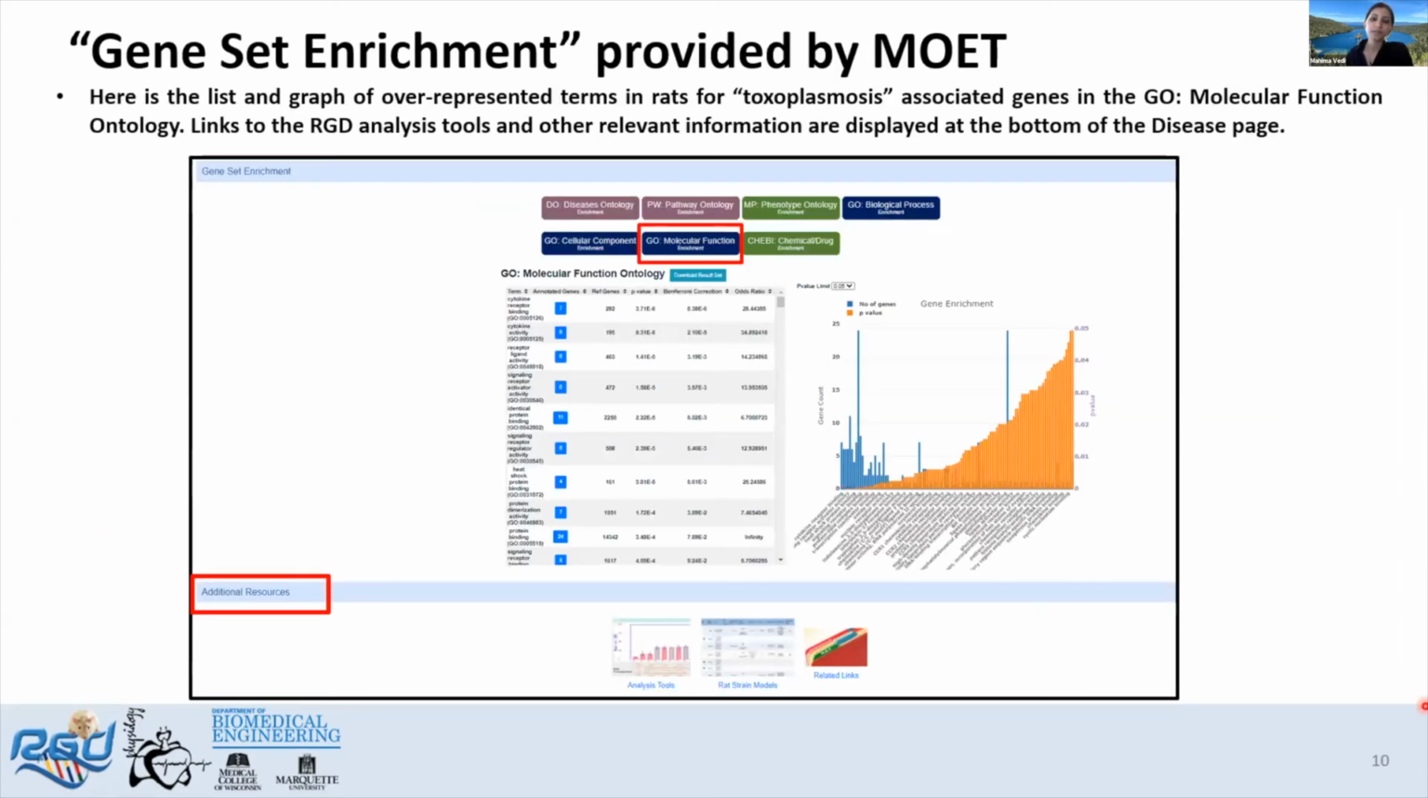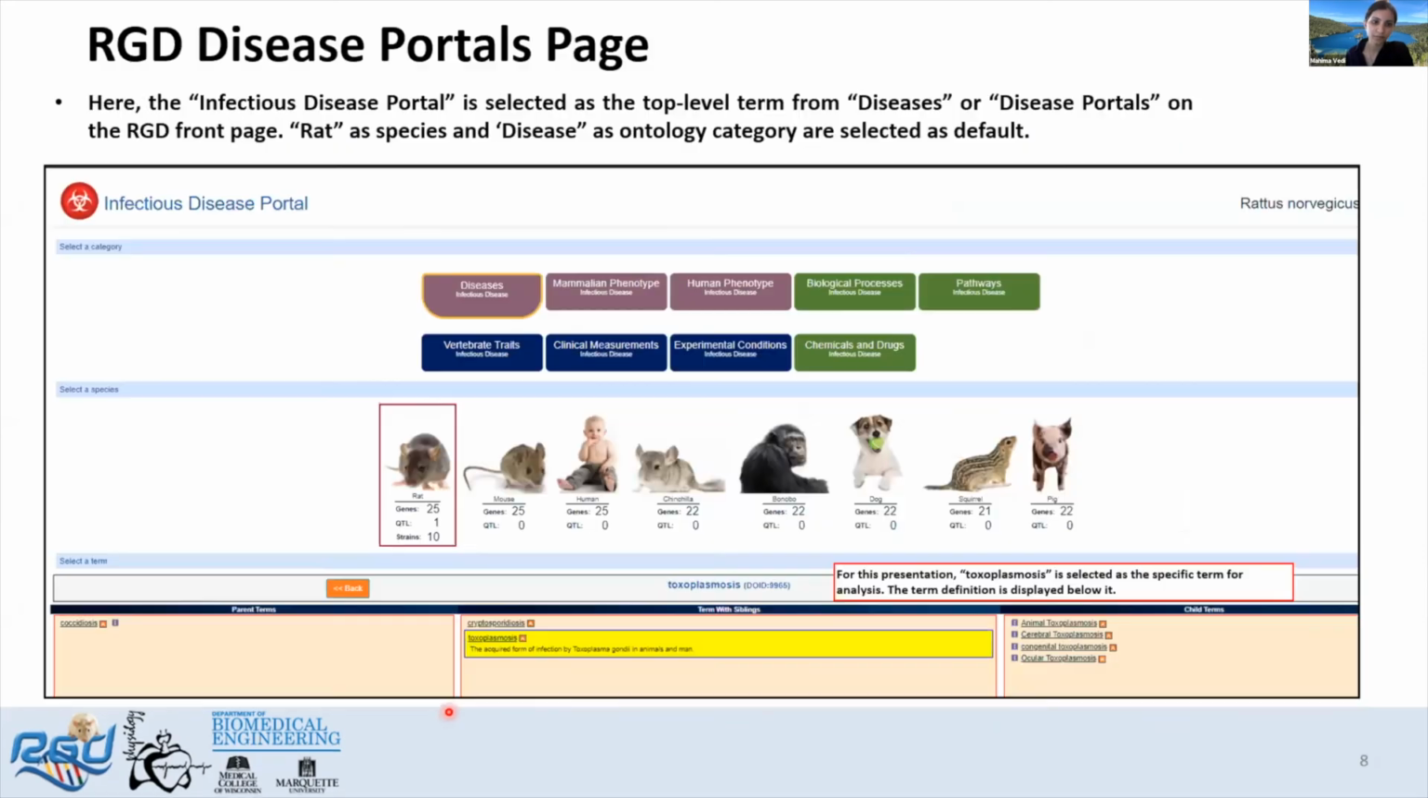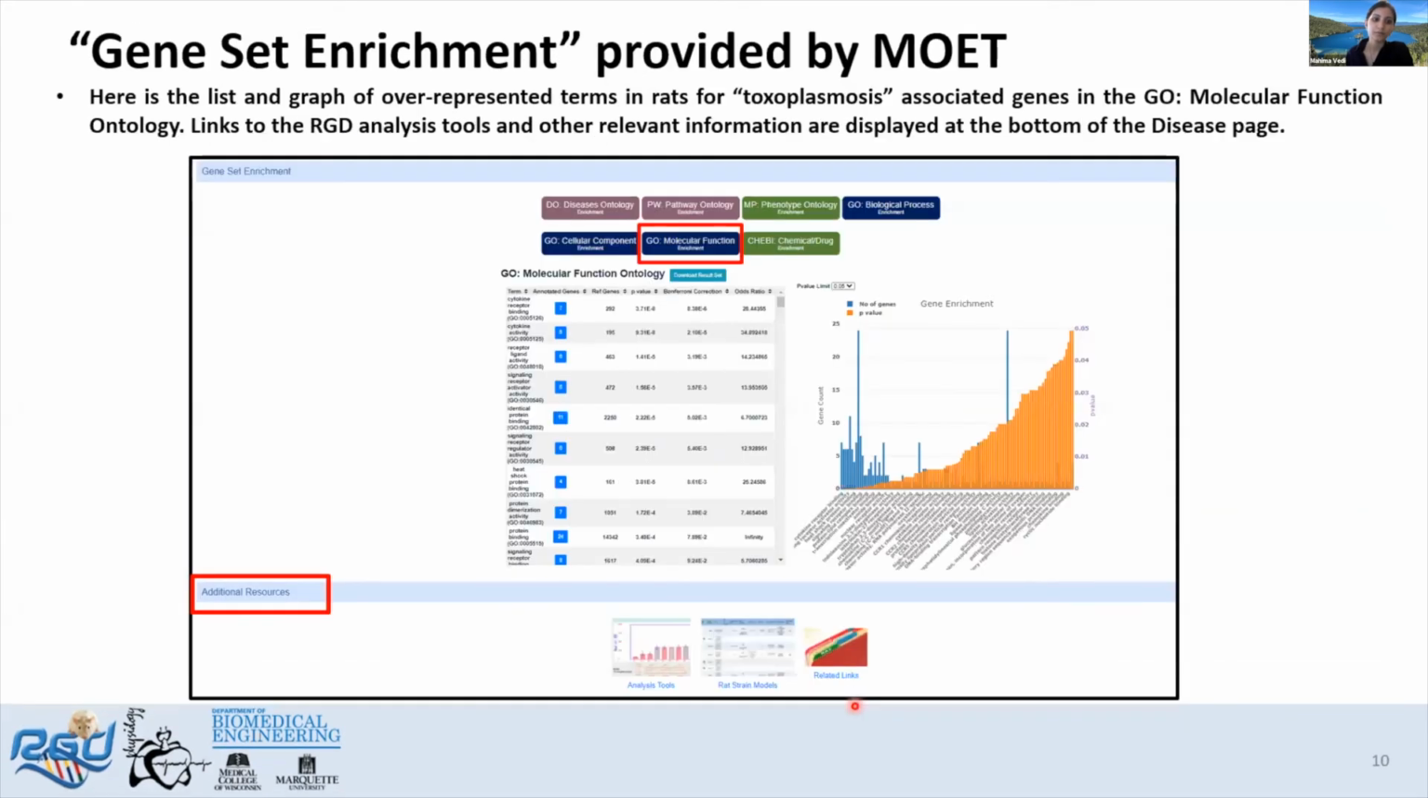Gene set enrichment is provided by MOET, and it is at the bottom of the disease page. Here is the list and the graph of overrepresented terms in rats for toxoplasmosis associated genes in the GO molecular function ontology. Links to other RGD analytical tools and other relevant information are found at the bottom of the disease page, and other ontologies can be interchangeably selected from the top of the disease page from here, or from below the gene set enrichment button.